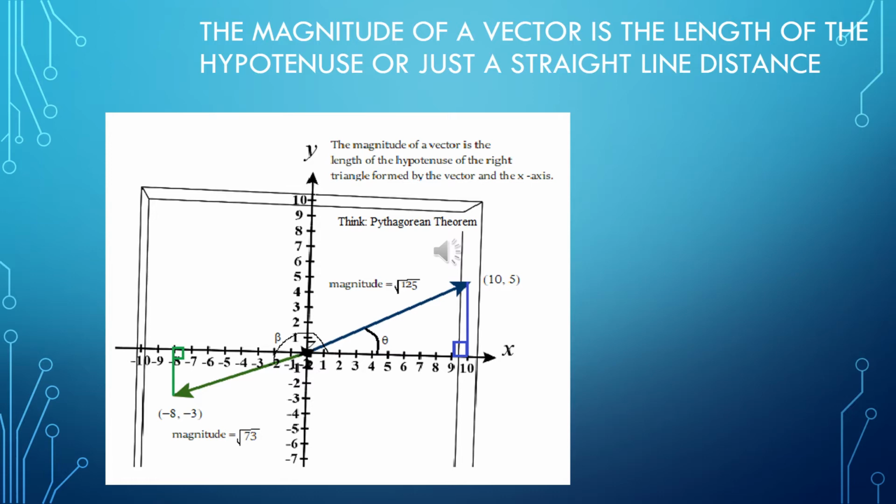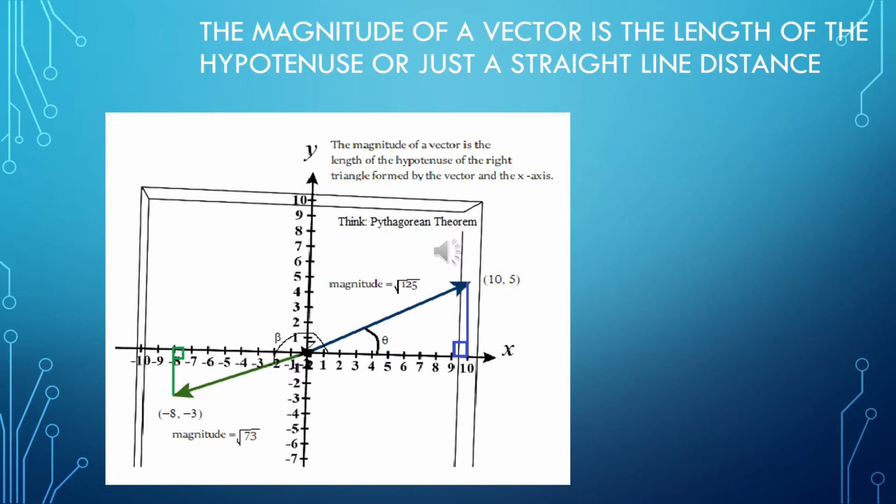I add the y direction squared, I get 25. So 100 plus 25 is 125. So the length of the vector is the square root of 125. Again, just a straightforward application of Pythagorean theorem. Another example is showing a vector starting at the origin, going to -8, -3.